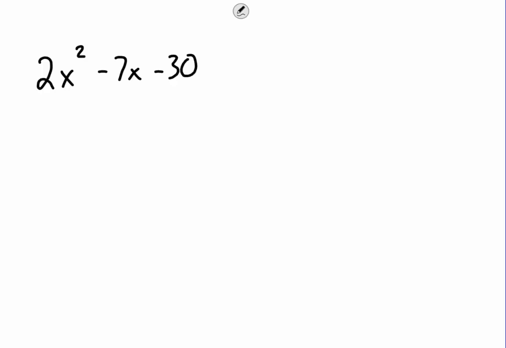So I need to take the first and last term, or the A and the C term, and I need to multiply them together. So I multiply them together and I get negative 60. Now I need the factors of negative 60 that, when I put them together, will give me a negative 7, or in other words the B term.